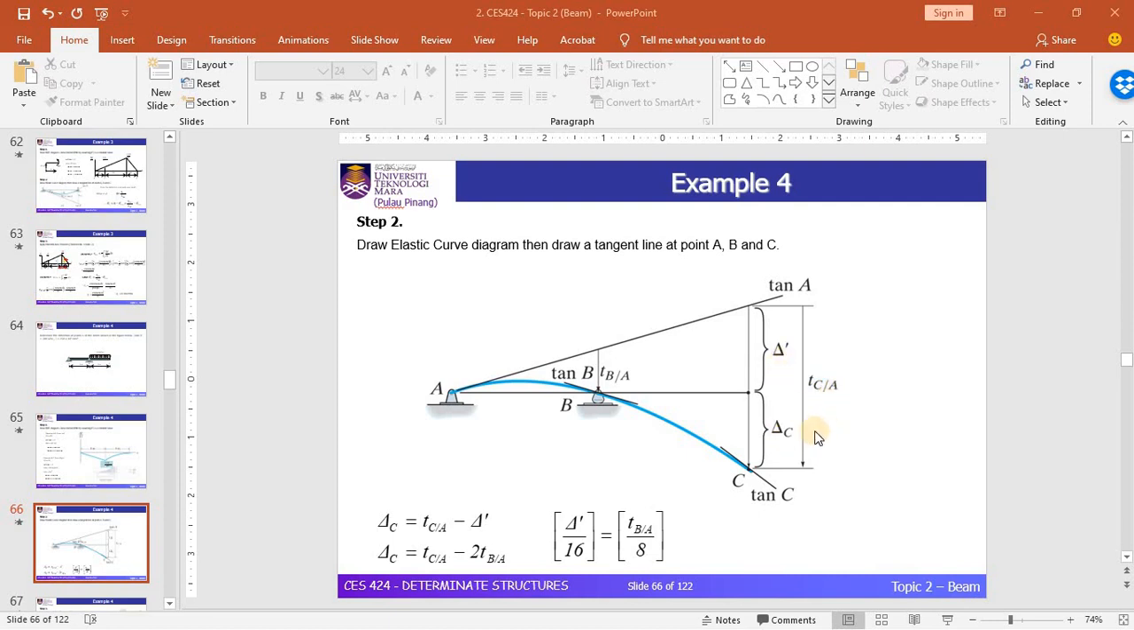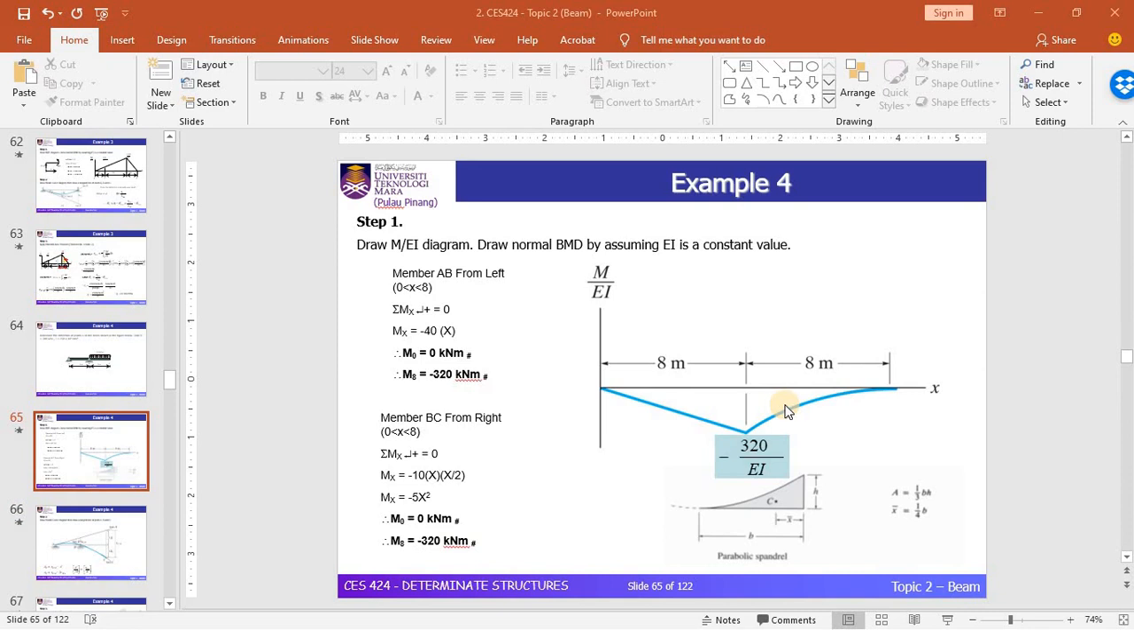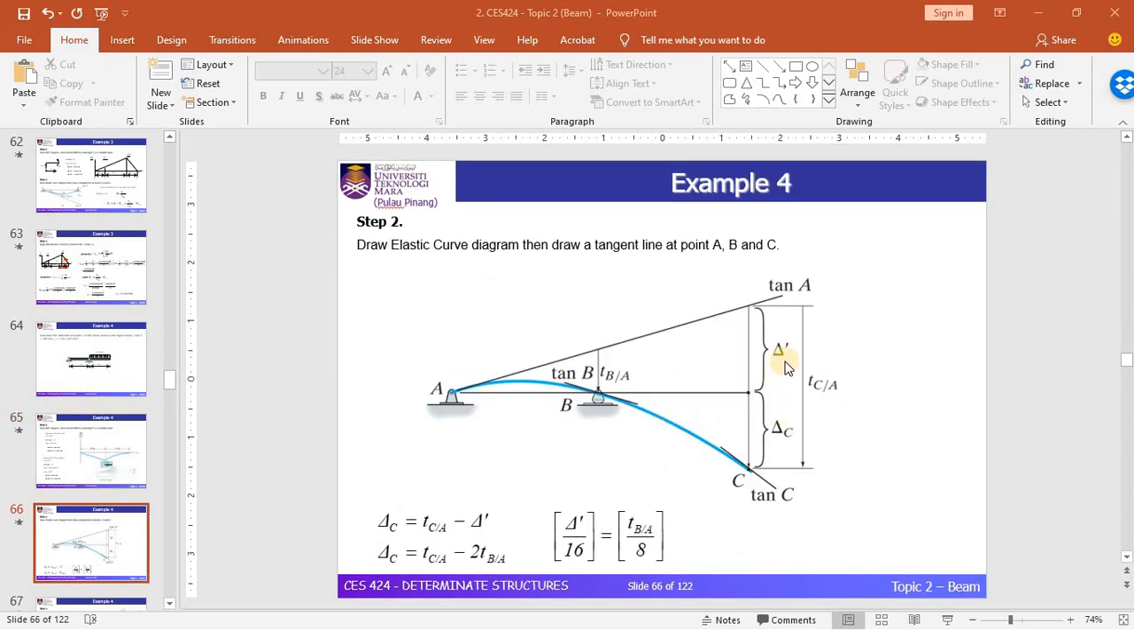Okay, so basically tCA minus delta prime, you are going to get the value of displacement at point C, which is delta C. But here you need to get the value of delta prime. Delta C can simply be obtained from the MBI diagram, but the problem is how to get the delta prime, because delta prime is not in terms of relative angle, I mean the relative point.